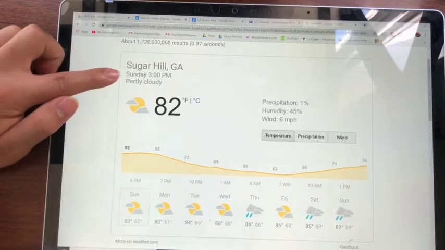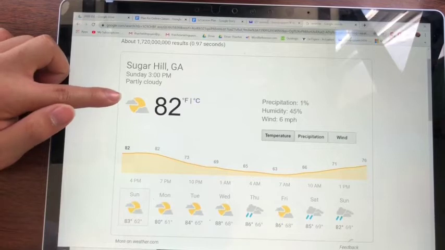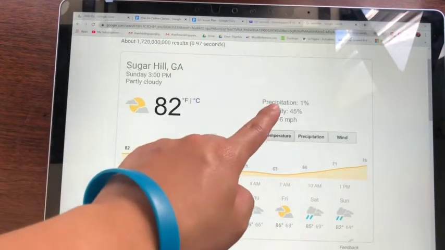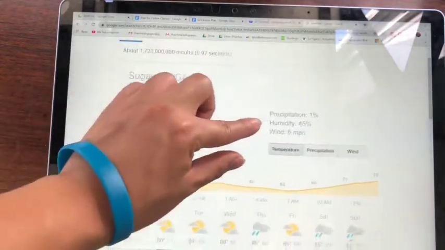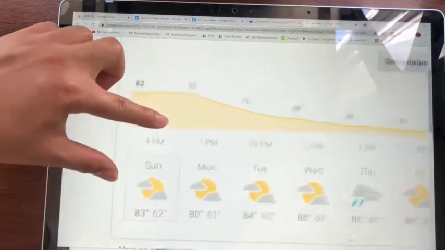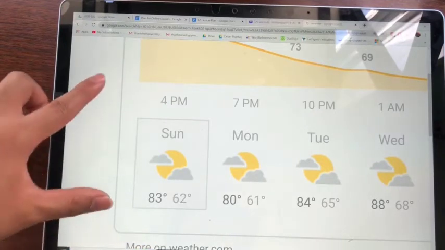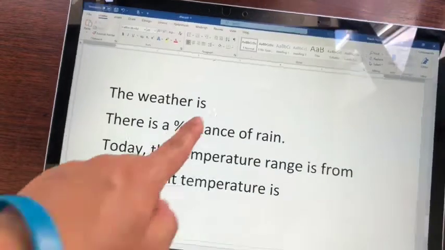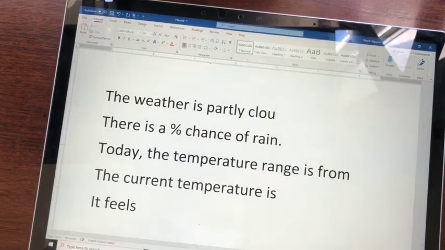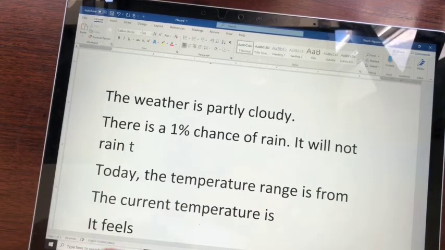Okay, so right now it is Sunday at 3 p.m. in the afternoon. The weather is partly cloudy. The current temperature is 82 degrees. The precipitation or chance of rain is 1%. And the temperature range for Sunday, the low temperature is 62, the high temperature is 83. All right, so the weather is partly cloudy. There is a 1% chance of rain. So we can say it will not rain today.